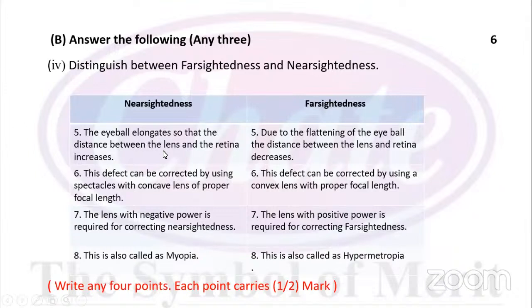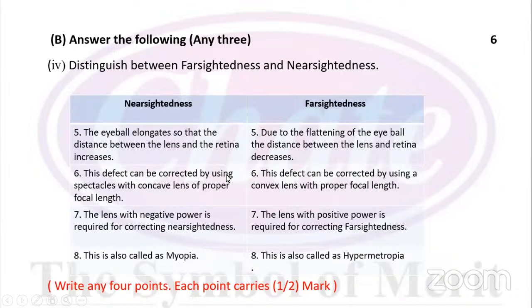In nearsightedness, the eyeball elongates so that the distance between the lens and the retina increases. These are the different reasons for nearsightedness and farsightedness. In farsightedness, due to the flattening of the eyeball, the distance between the lens and the retina decreases. This is the reason. Now, how to correct these? That will be the next point.